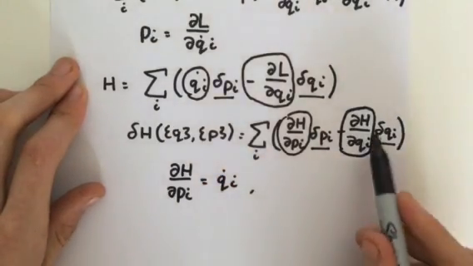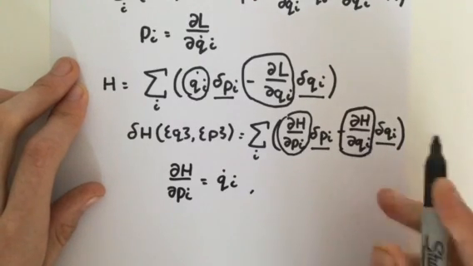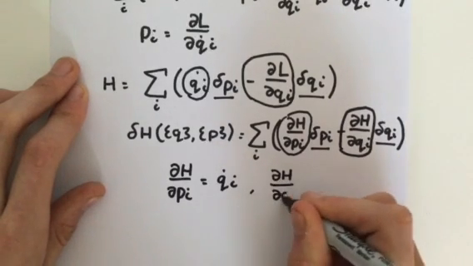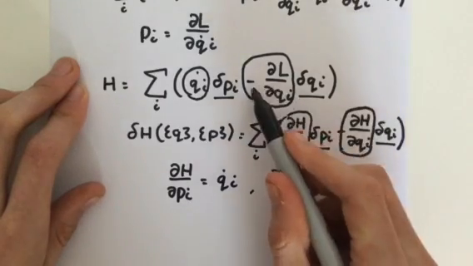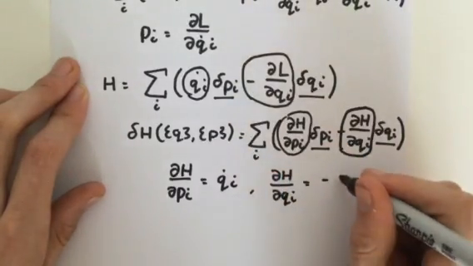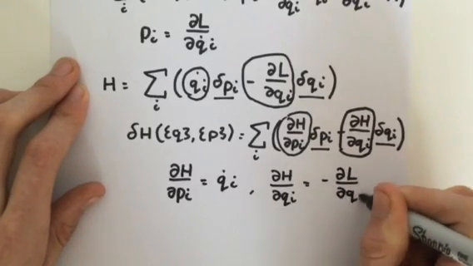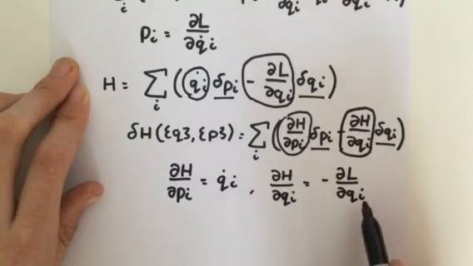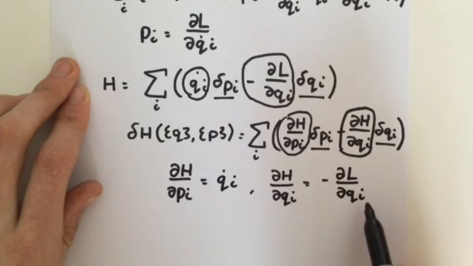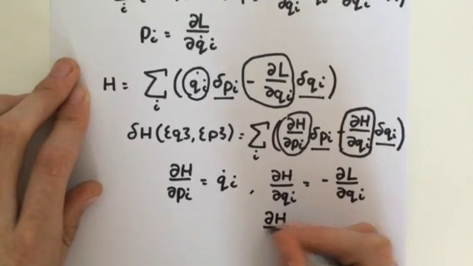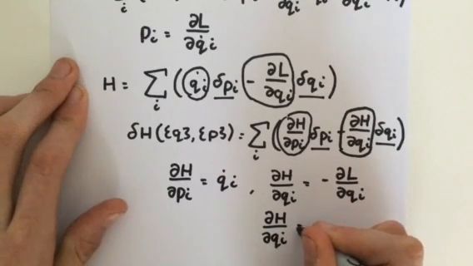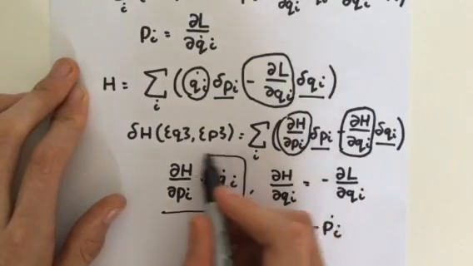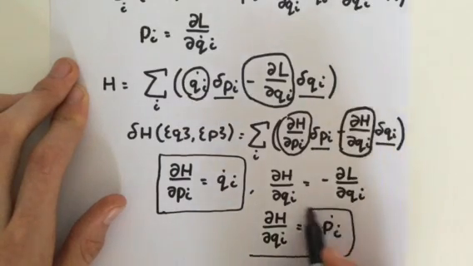And the second one, what is it? It's dH by dq_i. This is going to equal the negative partial derivative of L with respect to q_i, so minus dL by dq_i. Of course, from our Euler-Lagrange equations, you should be able to see that this is simply the time derivative of our momentum, so you can rewrite dH by dq_i as simply being negative p dot i. And so this is our first Hamilton equation, and this is our second Hamilton equation.